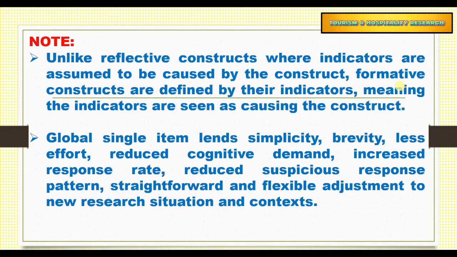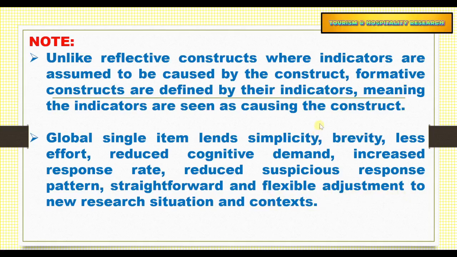If you want, you can go back to the playlist and check my video on the difference between reflective and formative constructs. Global single item lends simplicity, brevity, less effort, reduced cognitive demand, increased response rate, and reduced suspicious response pattern. Straightforward and flexible adjustment to new research situation and context.